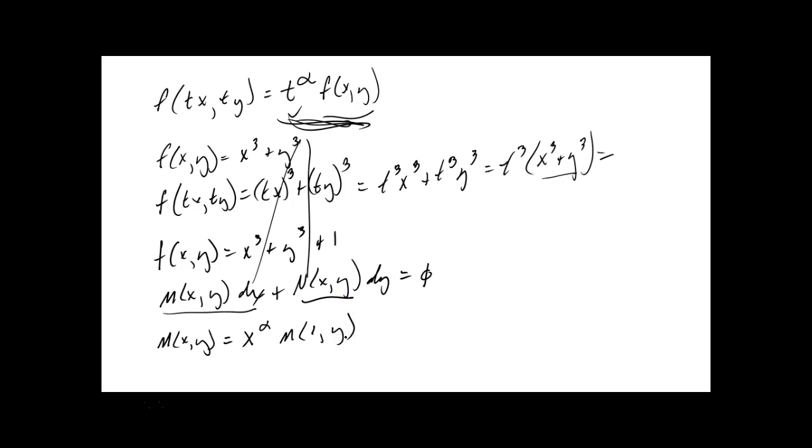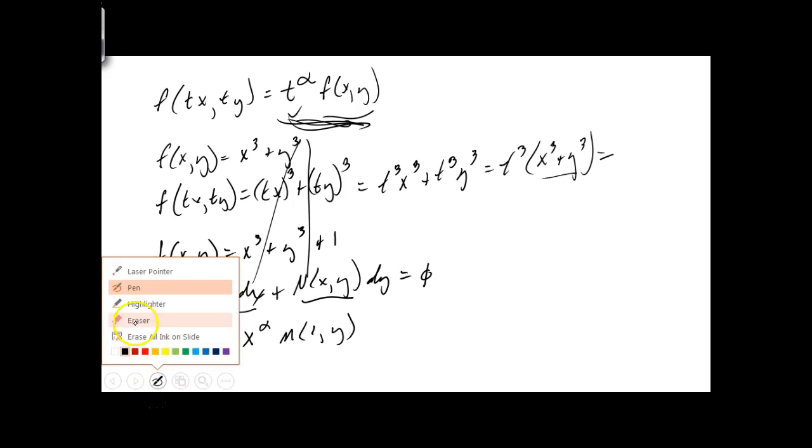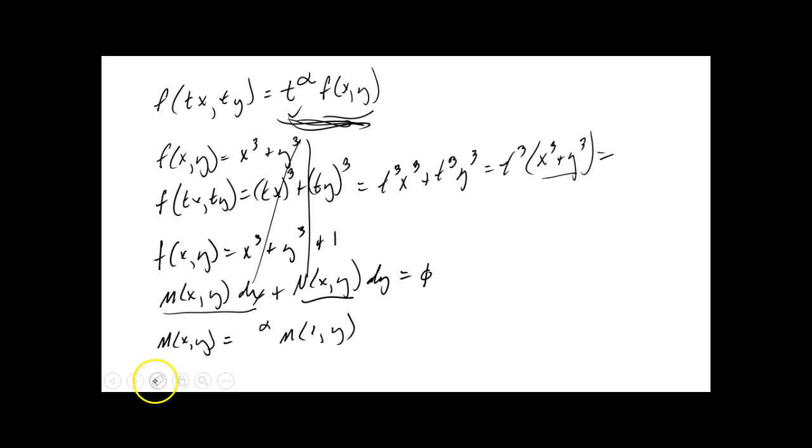I'm sorry. That was a t, not x. I was wondering how they did that. I just couldn't read. What they're doing, though, is changing this and also changing N of xy to be t to the alpha, it has to be the same alpha, remember, times N of 1, u.